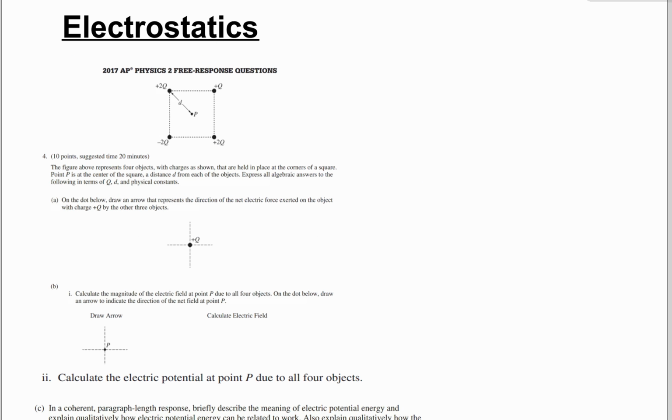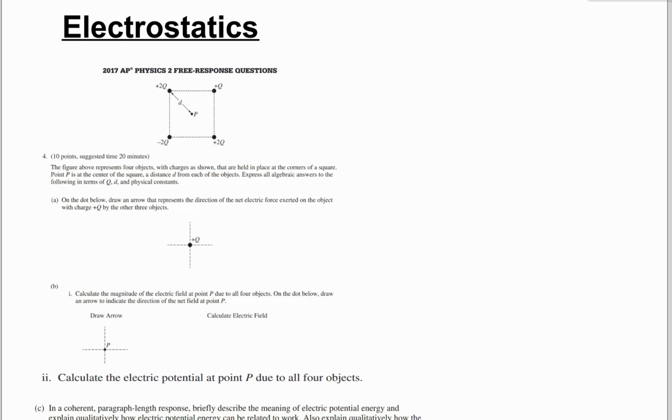All right, point charges. I hope this picture looks familiar to you guys. I've definitely given you this question before. On the dot below, draw an arrow that represents the direction of the net electric force on the object with charge plus Q from the other three objects.